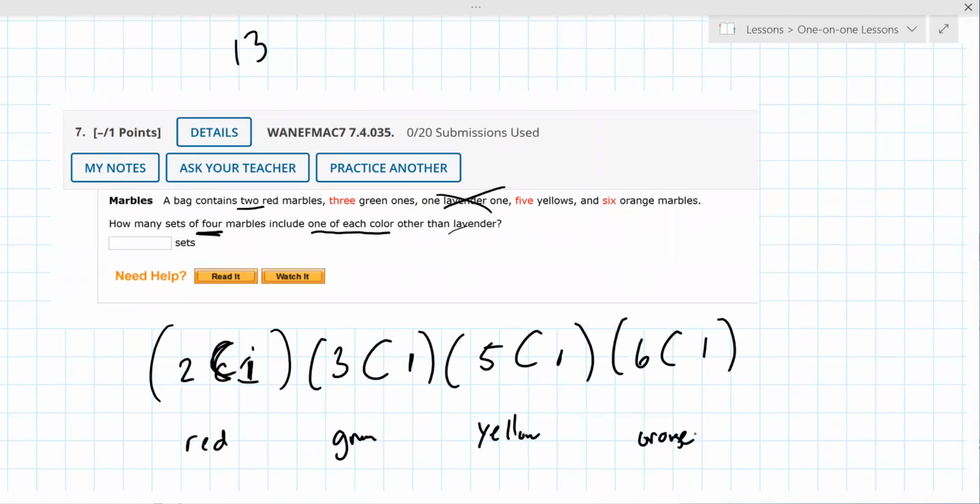I'm just getting the numbers for them. That's right. It should be 2 times 3 times 5 times 6. Okay. 180. 180. Yeah, great.